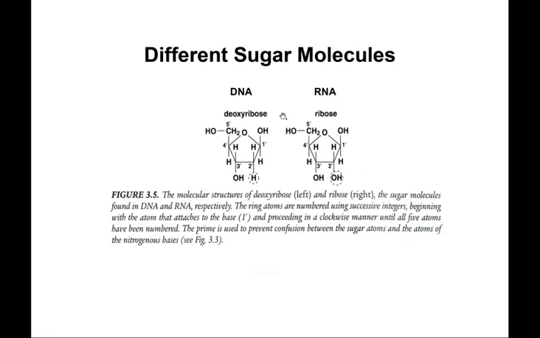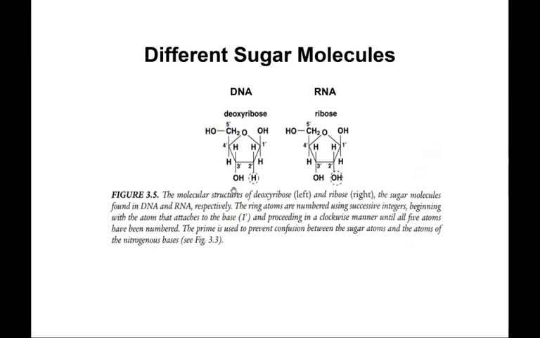For the sugar molecule within the DNA, it is deoxyribose. The ribose has five carbon atoms within the sugar molecule. So we name them position 1, position 2, position 3, position 4, and position 5. There are five carbons within this sugar molecule.